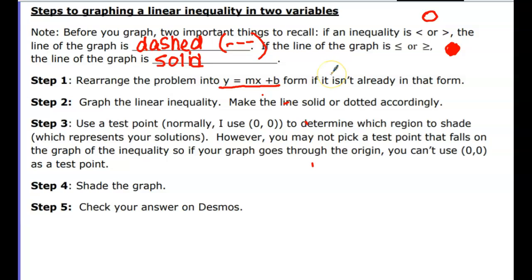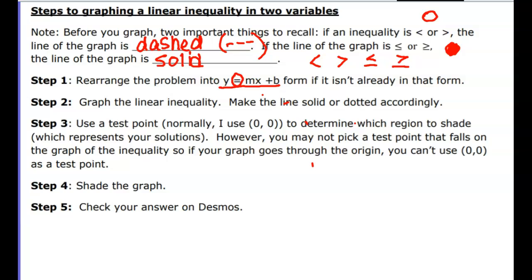Only now, instead of having an equal sign, we're actually going to have an inequality sign. It's either going to be less than, greater than, less than or equal to, or greater than or equal to. And it's important to note when you're rearranging that you actually follow the rules of inequalities, and if you're dividing or multiplying both sides by a negative, don't forget to flip the sign.